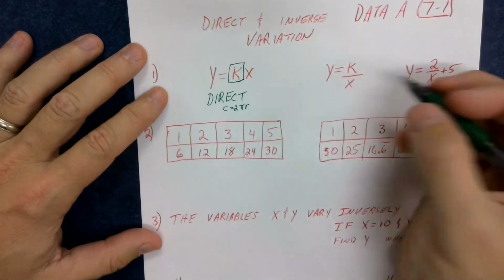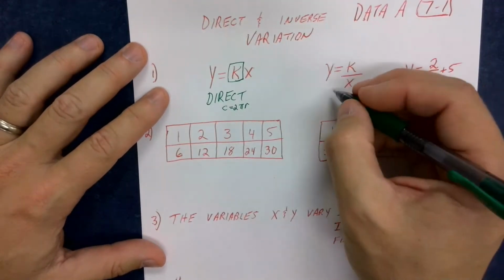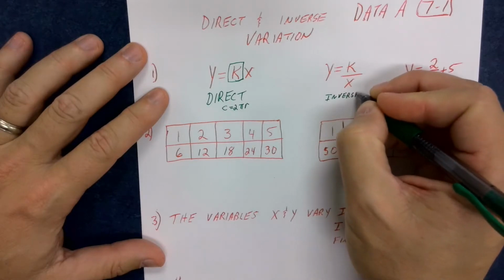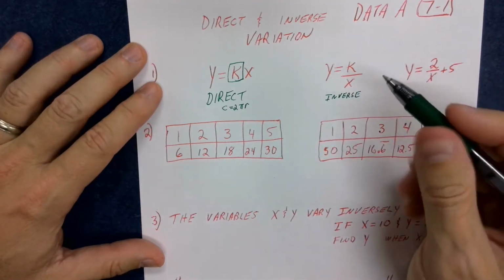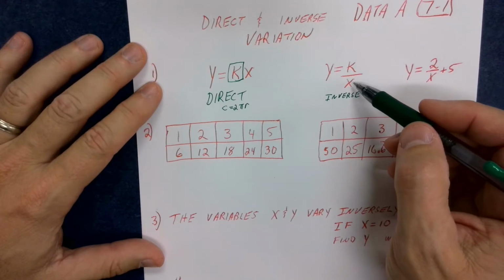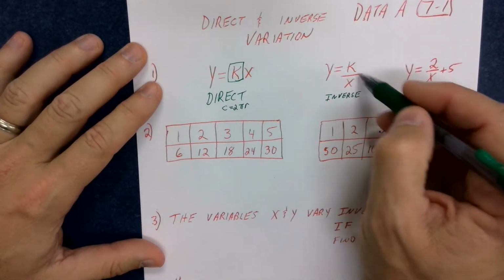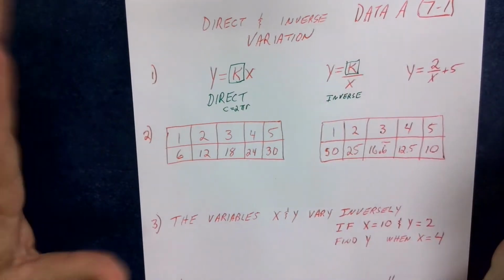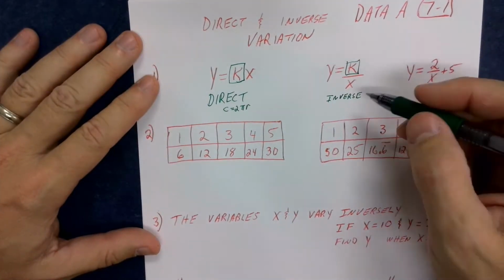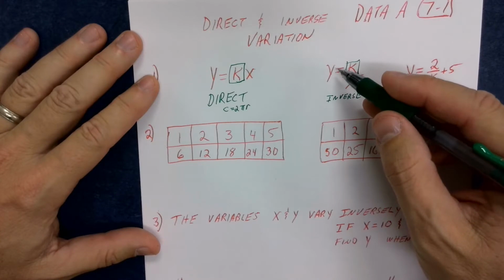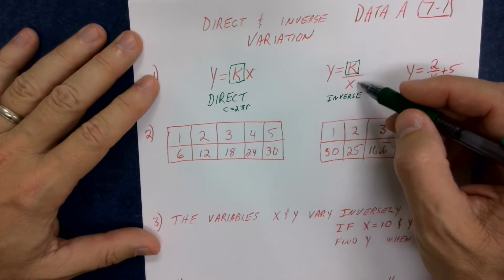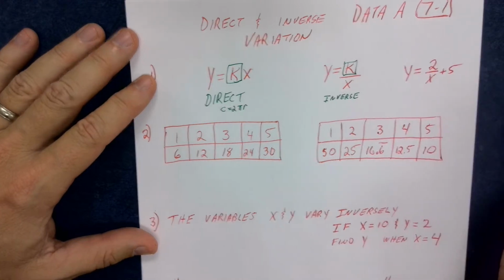Whereas this right over here is inverse variation. K is just some constant, some number, whatever it is, and I'll give you some examples as we go. As x gets bigger, y is going to get smaller, because I'm dividing by a bigger number. Or if x gets smaller, I'm dividing by a smaller and smaller number, then y is going to get bigger.